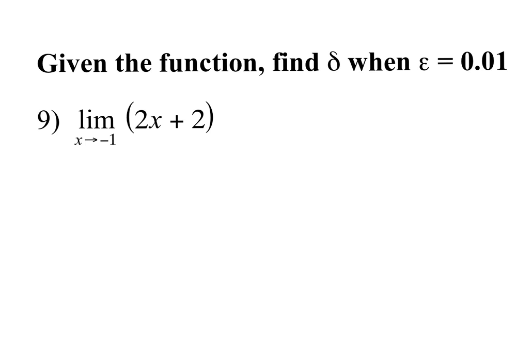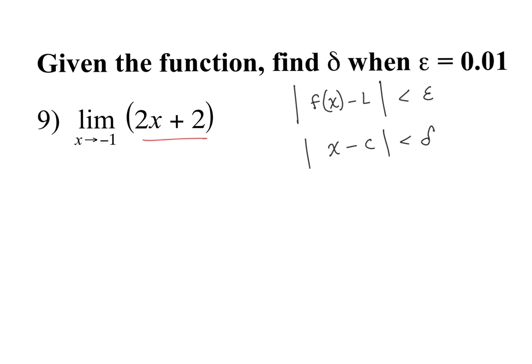So it says, given the function, find delta when epsilon is 0.01. So for this one, remember our definition looks like this. We have your f of x minus your L, and that is less than some epsilon. We're going to try to make then our x minus our c look like that. And once we do, we will have found delta. Okay? So f of x is given. That is this guy right here.